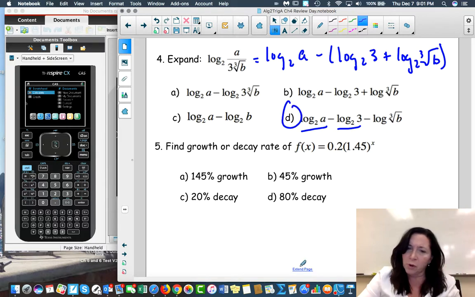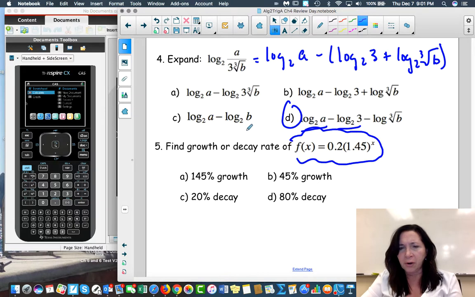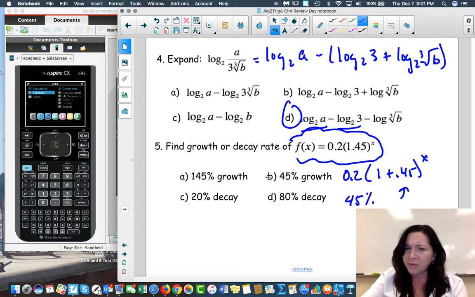Now, is this a growth or decay? This equation right here is what we're going to be working on with our exponential functions and equations. So basically, this is a growth, and this came from 0.2 times 1 plus 0.45 to the x power. This is a growth, and this is my rate, 0.45, which became 45%. So it is a growth of 45%.